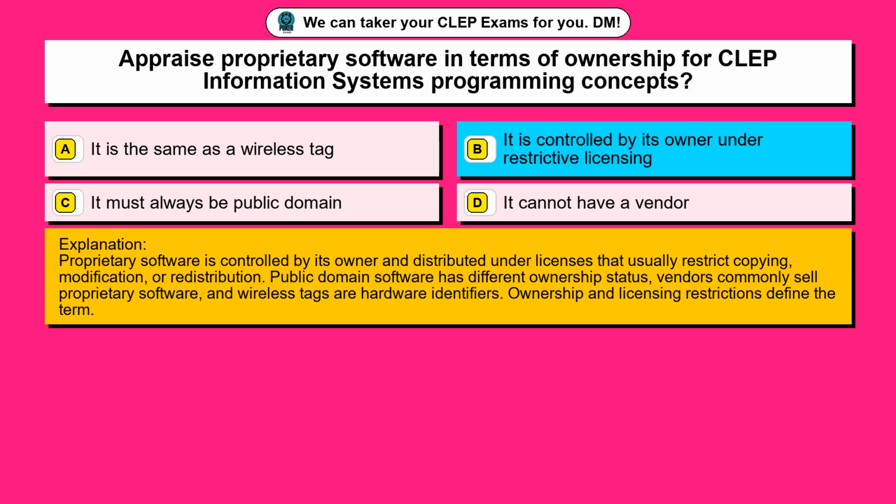Proprietary software is controlled by its owner and distributed under licenses that usually restrict copying, modification, or redistribution. Public domain software has different ownership status. Vendors commonly sell proprietary software, and wireless tags are hardware identifiers. Ownership and licensing restrictions define the term.